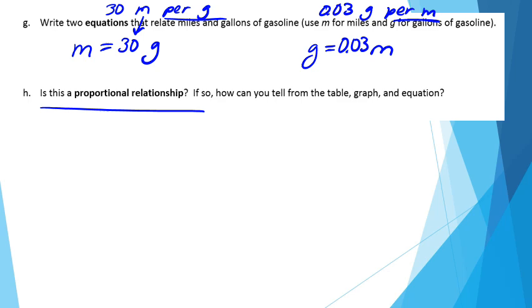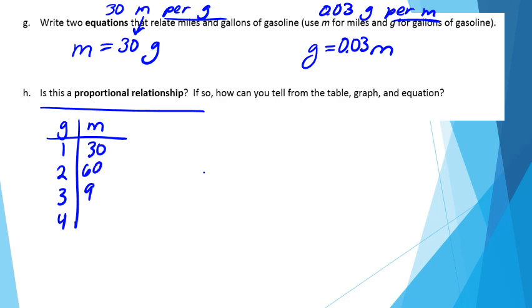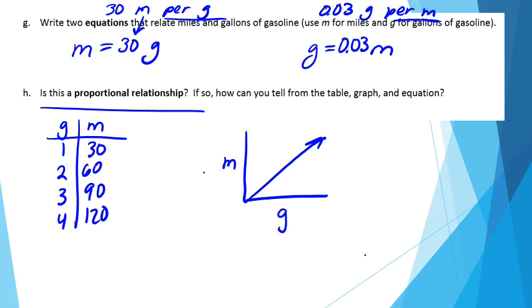So is this a proportional relationship? If so, how can you tell from the graph, table, and equation? So thinking about our table, we had gallons and miles, 1, 2, 3, 4, 30, 60, 90, 120. We also had our graph, and we had two graphs actually, but I'm just going to use this one here, gallons and miles, kind of like this. And then we have an equation, and I'm going to use this one here, miles equals 30G.